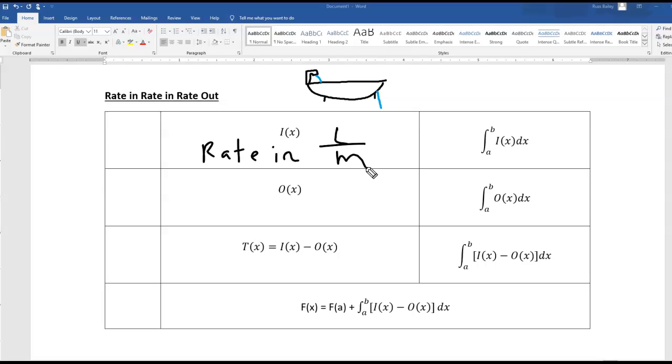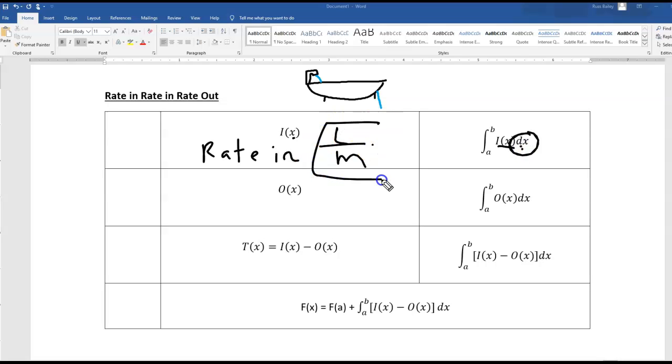Now when you integrate a rate, that tells you the net change. So if you're integrating your rate in from A to B, what that's telling you is how much the amount of water in the tub has changed on the interval from A to B. I'm letting x represent time, so my input variable is x. And when you integrate, it's kind of like you're multiplying your rate function, which is I of x, by time: I of x times dx.